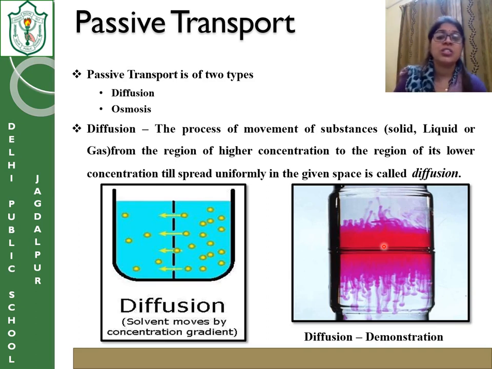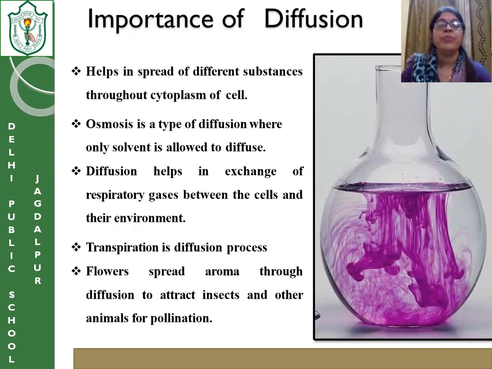Okay, so this is one, and in this no energy consumption is done for this kind of transportation. So this is called diffusion. Okay, so now what is the importance of diffusion? First one, it helps in the spread of different substances throughout the cytoplasm of the cell.